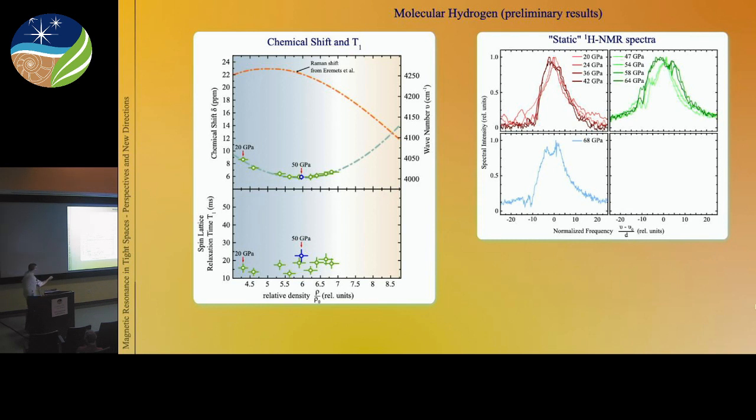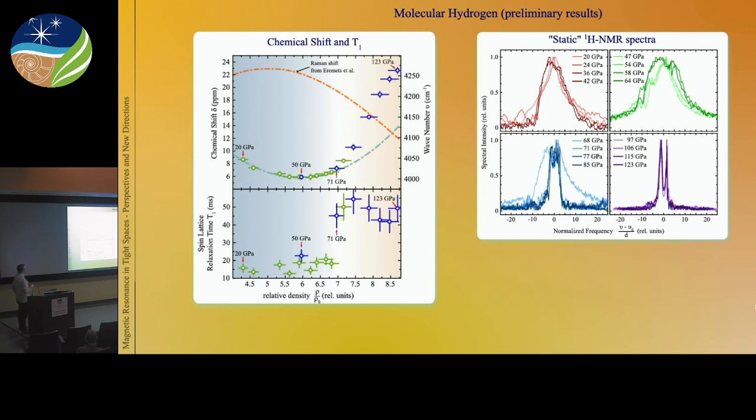Also, when we have a look at the static NMR spectra, we see that they are basically very broad, more or less featureless. But then we went over 70 GPa and something funny happened, which we could at first see in the chemical shift here. There is a kind of deviation from this square root dependence. On the other hand, the spin lattice relaxation time also jumps by a factor of 2.